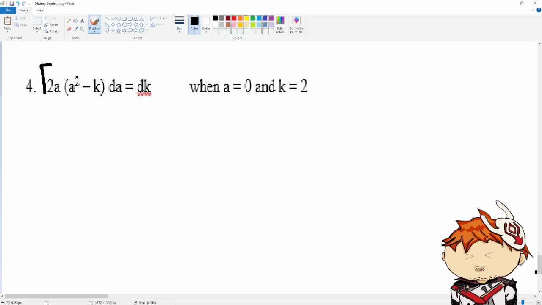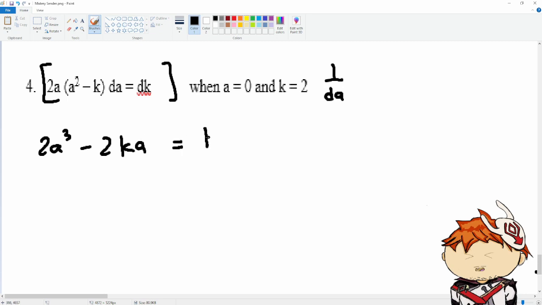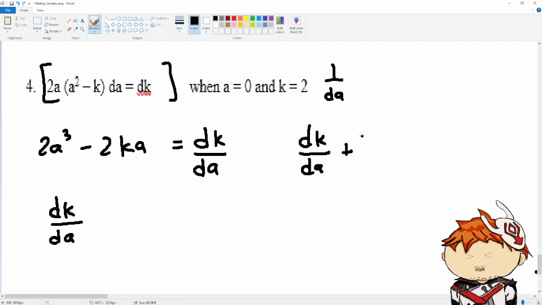Let's divide both sides by dA. Divide both sides by dA. So this will become 2a cubed minus 2ka is equal to dk over dA. Okay, so we have our dependent variable now for our linear equation. Remember, dependent variable plus whatever your first degree dependent variable is, then whatever your variable is.